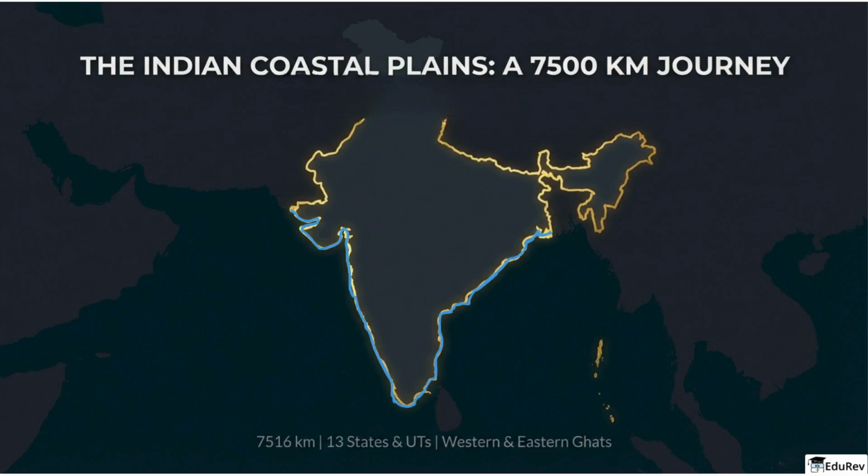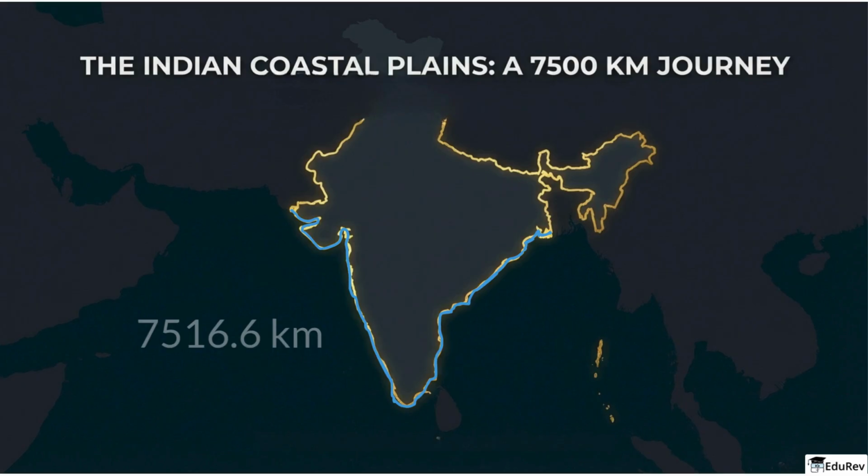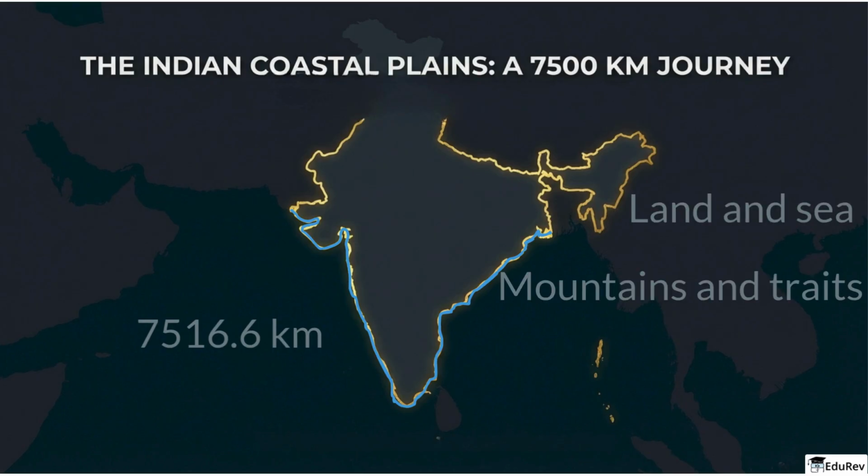The Indian Coastal Plains, a 7,500-kilometer journey. India's coastline stretches 7,516.6 kilometers. It connects land and sea, mountains and trade, rivers and deltas. This is not one uniform strip. The west coast behaves very differently from the east coast. As we move forward, keep one framework in mind: width, river type, rainfall source, and economic role.